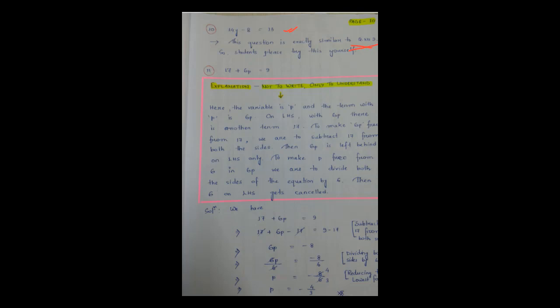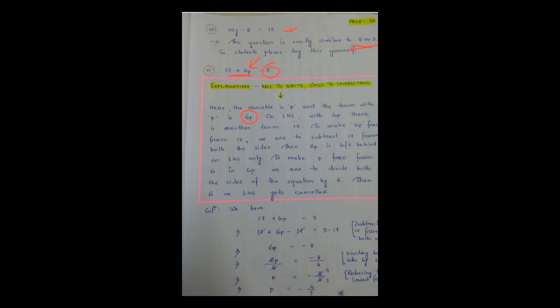So 17 plus 6p is present on the left hand side, and that is equal to 9 on the right hand side. Let us first look at the explanation part. Remember one thing, you do not have to write this part. This is only for understanding the steps. Here the variable is p, that means the unknown term is nothing but p, and the term involving p is 6p.